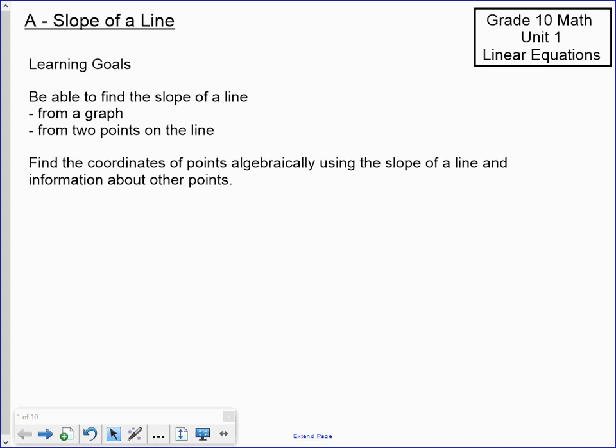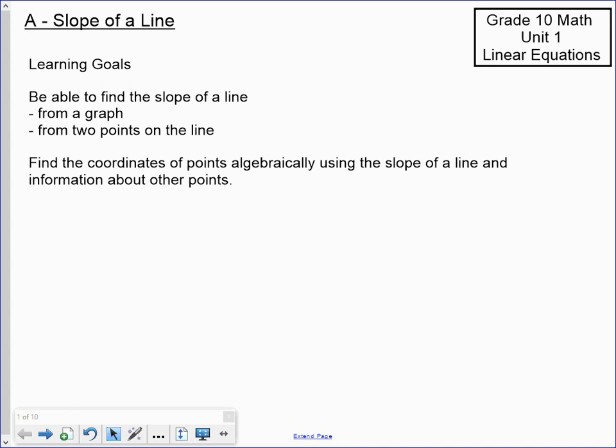Right, so today we're taking a look at Section A here in Unit 1. We're looking at slope of a line. So what we want to be able to do by the end of this lesson is to find the slope of a line from a graph, which is something that you did last year in grade 9. We also want to be able to find the slope of a line from just given the coordinates of 2 points that are on the line.